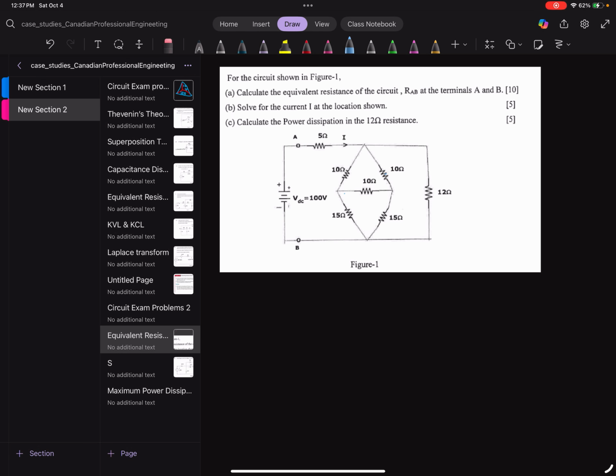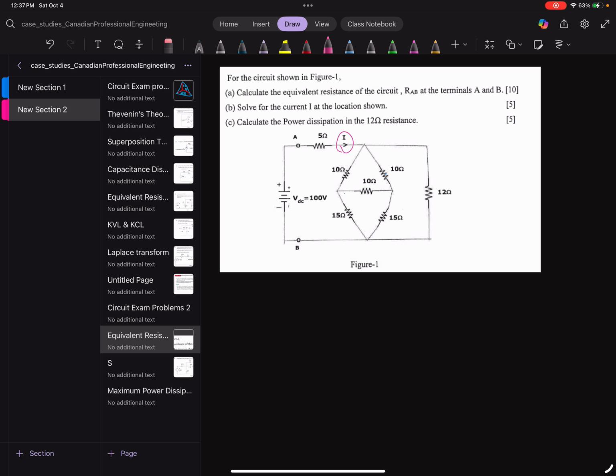Hi everyone, I'm back with another practice example. Here we are asked to find the equivalent resistance of the circuit, R_AB, and then solve for the current I at the location that is shown here, and the power dissipated at the 12 ohm resistor. Okay, so let's go step by step.